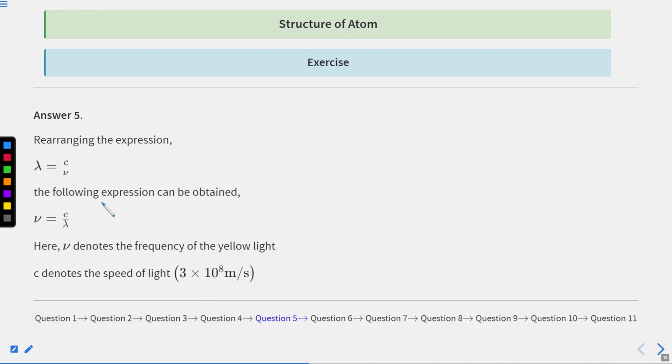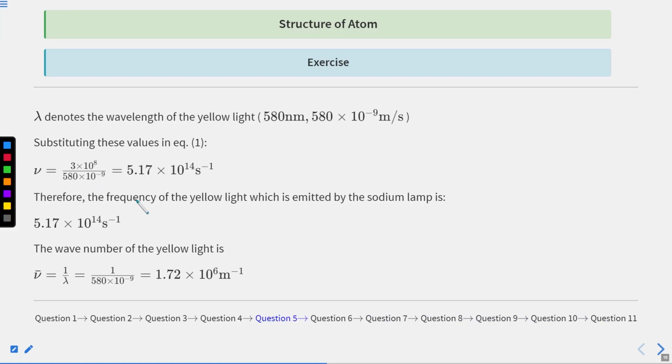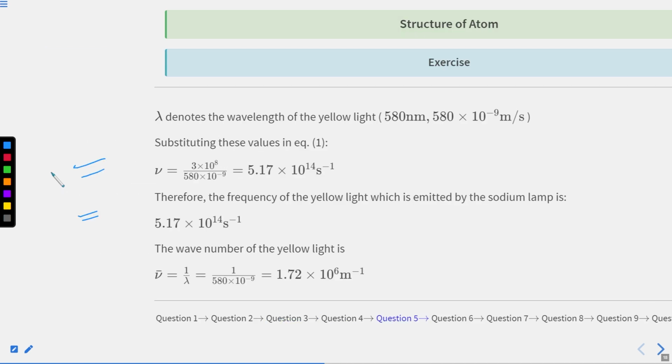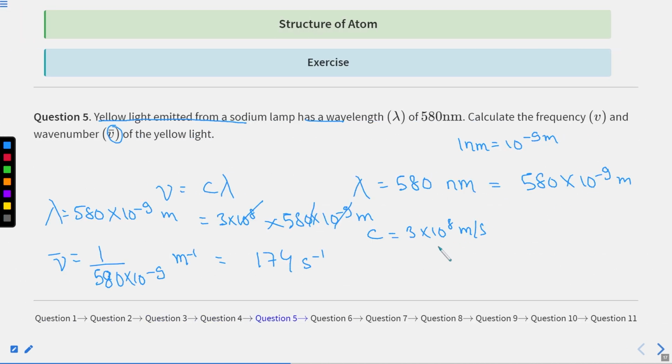Clear? So nu is equals to c by lambda, lambda is equals to c by nu, c is equals to nu lambda. Okay, clear? So therefore, we have to do it in this way. Sorry, I have done the process wrong. I have taken the wrong formula here. I have written the formula wrongly. C is equals to nu lambda. Okay, so that would give us... Okay, sorry for the mistake.